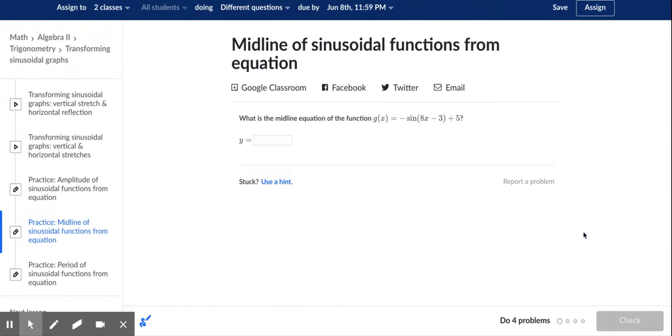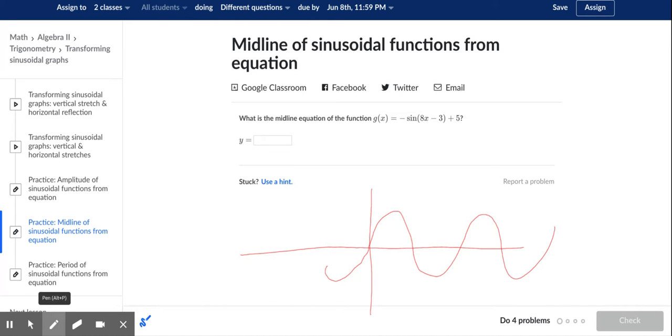Hey guys, so in this video we're going to be talking about the midline of a sinusoidal function from an equation. So last time we were looking at graphs, this time we're looking at equations. So to figure this out, I first want to sketch a graph of just your basic sinusoidal function. So the very basic sine function looks like this.